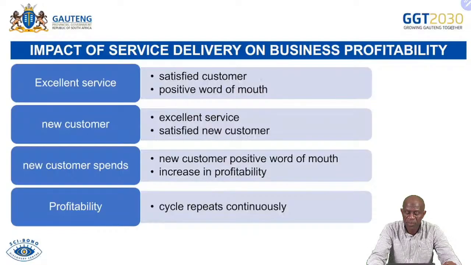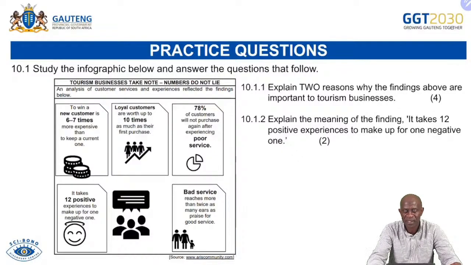And with profitability, the cycle repeats continuously, because this business is established, or it's well known for rendering good services and providing good products to its customers. Grade 12 learners, I want us to now assess instances where you'd get questions.